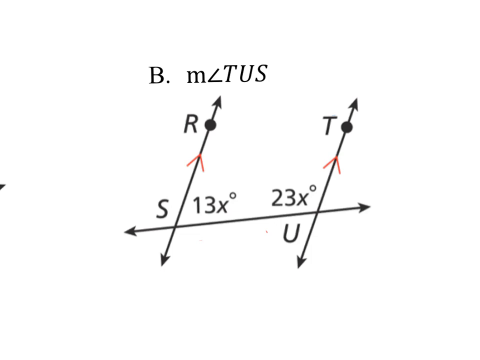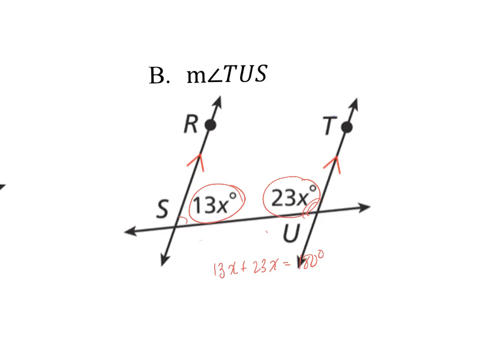Okay, so we didn't talk about same side interior. Same side interior angles are actually supplementary. Notice that this one's acute and this one's obtuse, so there's no way that they really could be equal to each other anyway. So the measure of angle TUS is what we're going to be looking for, but right now these add up to 180 degrees.